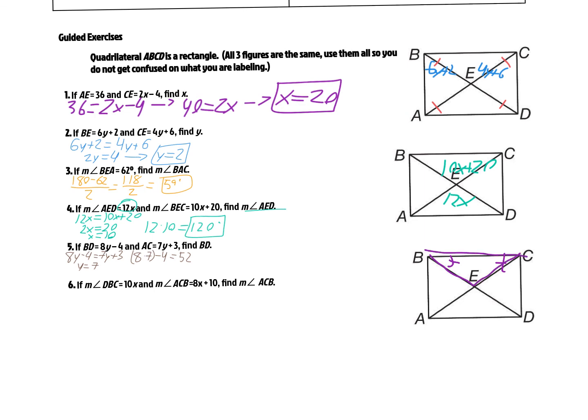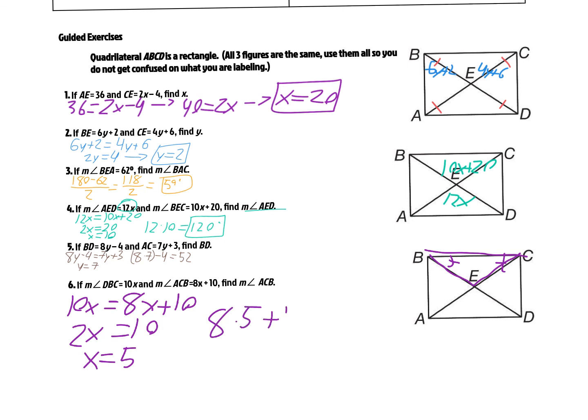Therefore, we can set them equal to each other, such that 10x is equal to 8x plus 10. Combine like terms, 2x is equal to 10, or x equals 5. Plug that 5 back in for our ACB, and we get 8 times 5 plus 10. 8 times 5 is 40, plus 10 is 50. And those are our notes for rectangles.